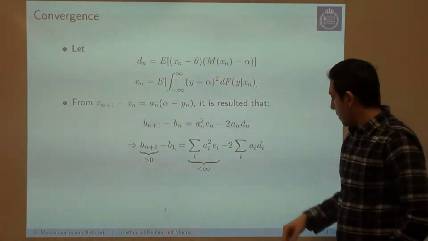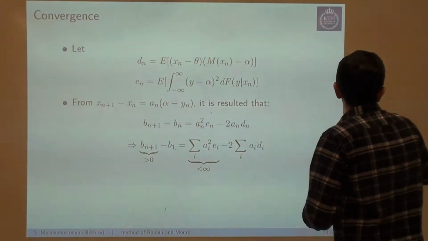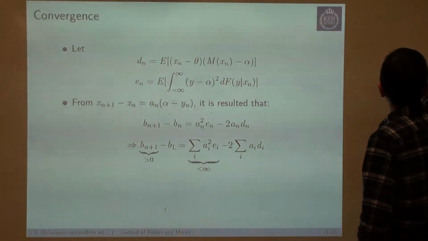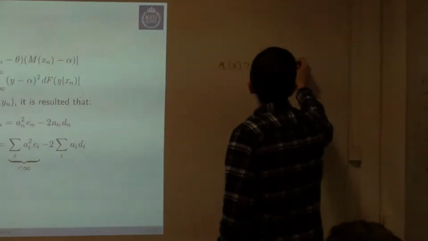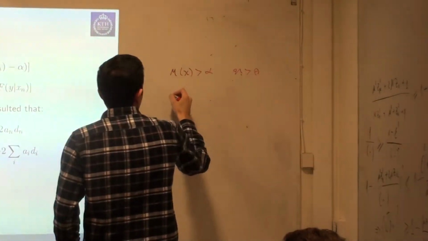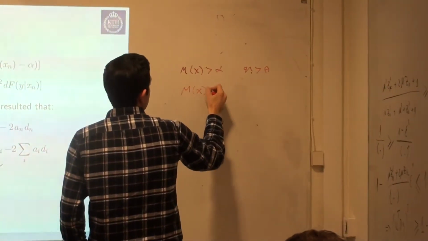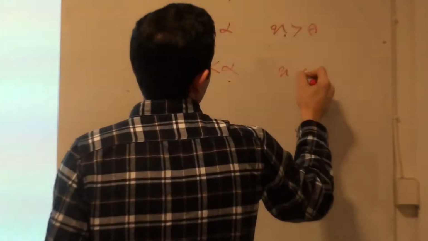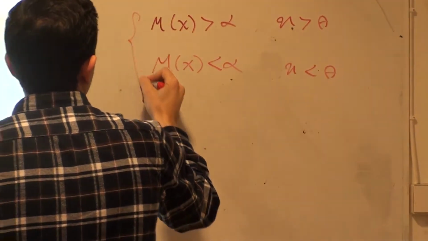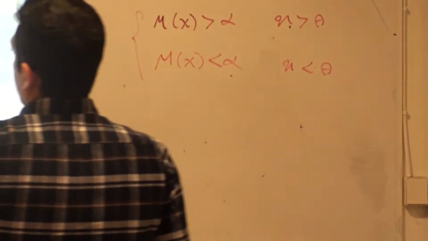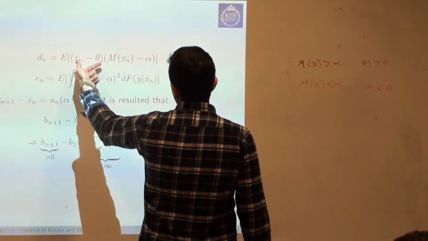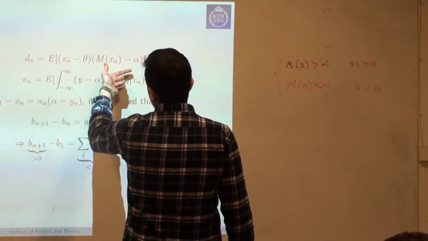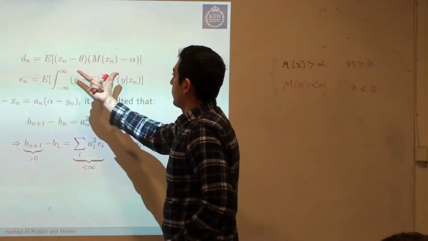If I assume that mx is larger than alpha for x larger than theta, and mx is smaller than alpha for x smaller than theta, then you can see that this is always positive, right? Since if this is positive, this is also positive, and if this is negative, this is also negative. So this is the expectation of some positive term.